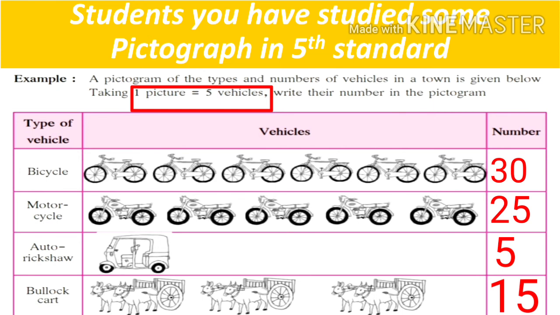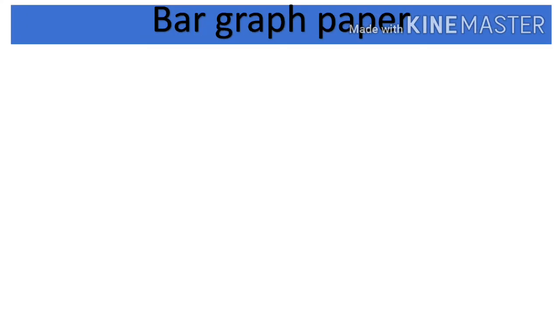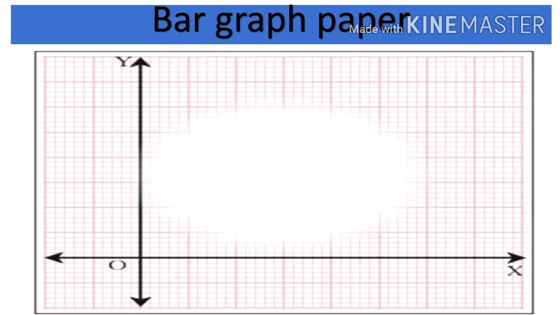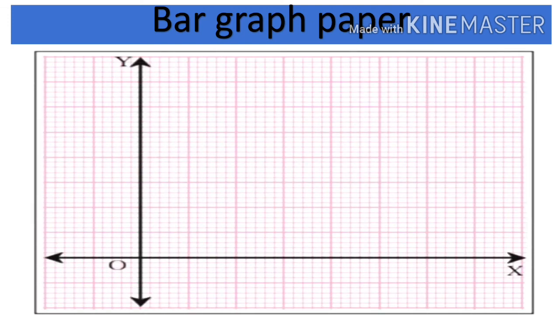This you already know how to do. In today's lecture we are going to see the bar graph. Students, bar graph paper looks like this. You have got the bar graph book. In the bar graph book, on the left side you have the graph paper, and on the right side you have to write the questions related to that bar graph.